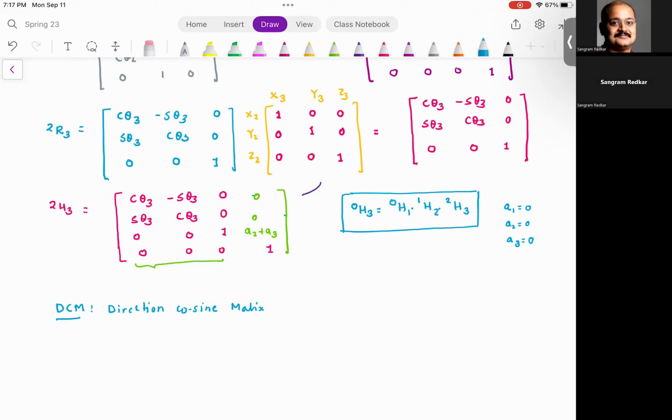MATLAB tried to be over smart. For capital D. Where A2, okay, A2 plus A3. Yeah, I'm already 2 minutes past the class time. Okay. And save this, it will run. And then if you go to the command window, the only thing you need to do is substitute the values of A1, A2, A3 equal to 0. And you are going to get a very nice long expression that will be your direction cosine matrix. And we will stop here.